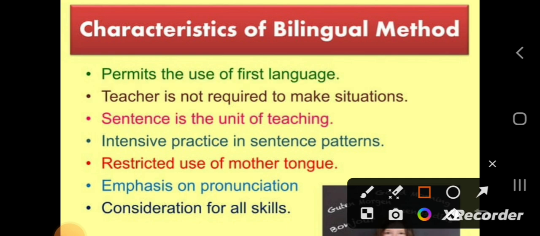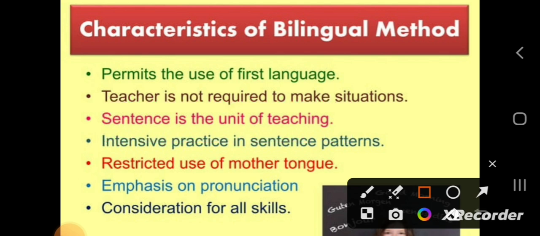Next, sentence. Sentence is the unit of teaching. Instruction focuses on teaching complete sentences rather than isolated words or phrases. This approach aims to help learners understand and use language in practical communicative context.